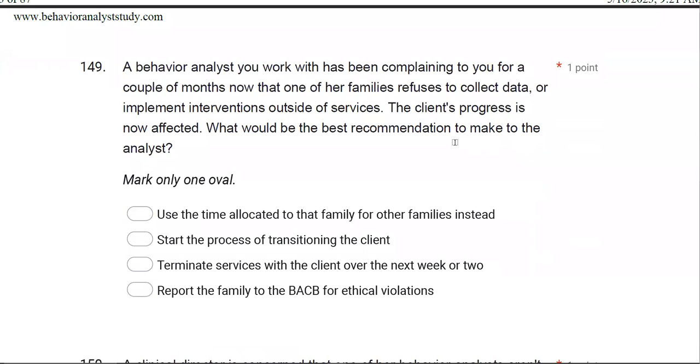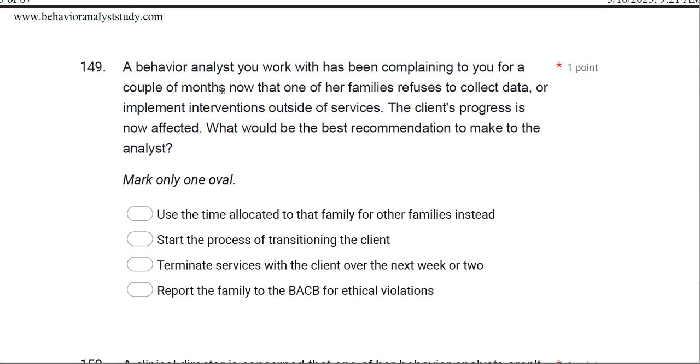149, a behavior analyst you work with has been complaining to you for a couple of months now that one of her families refuses to collect data or implement interventions outside of services. The client's progress is now affected. What would be the best recommendation to make to the analyst? Luckily, in the new ethical code, the board has given analysts a lot more freedom and control over situations like this, because there's nothing more frustrating than a set of stakeholders who may not be involved and you feel like you're wasting your time.